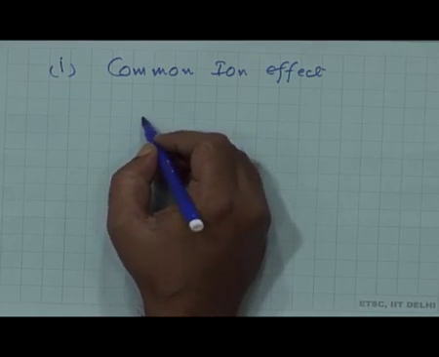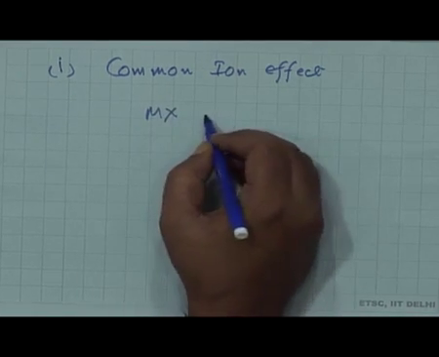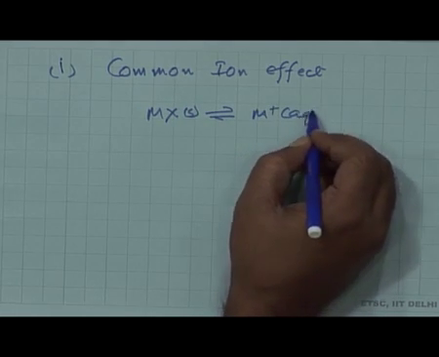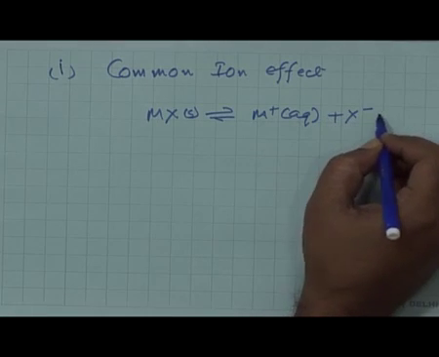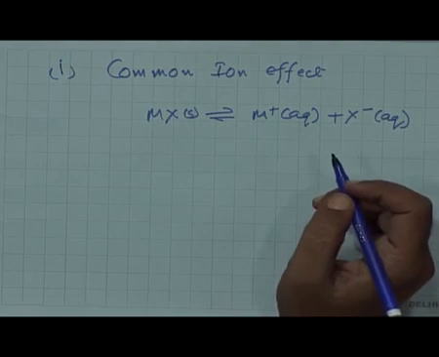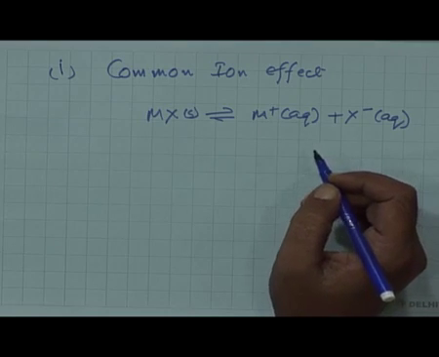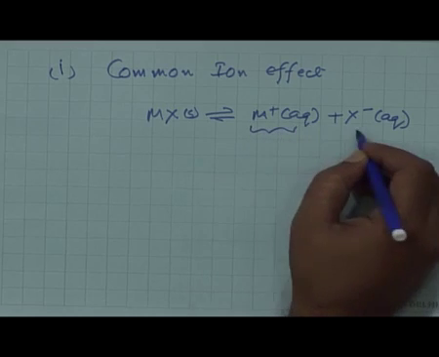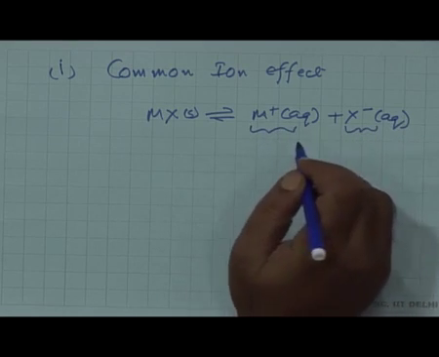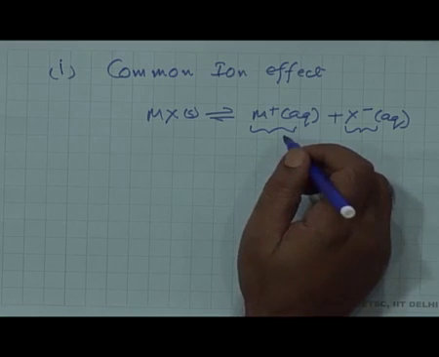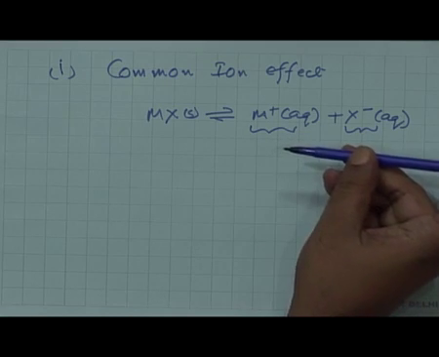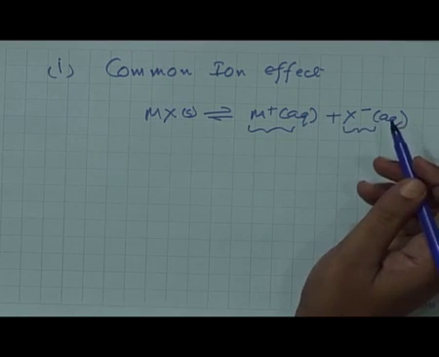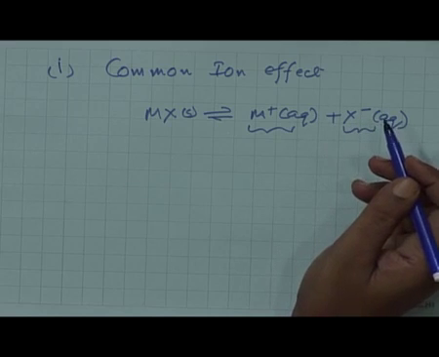So, what that means is that if we have a salt MX, solid going to M plus aqueous plus X minus aqueous. If I add a common ion, what are the common ions? M plus or X minus. If we add one of them, we know that the equilibrium will shift towards the left-hand side. So, we are basically decreasing the solubility.